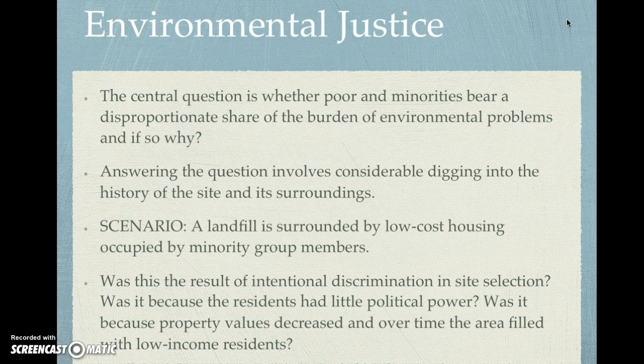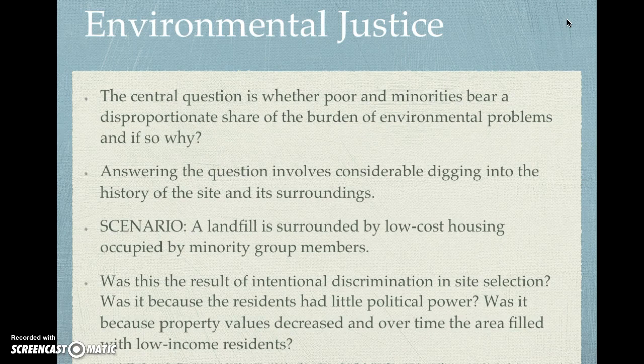Environmental justice. Before, we ran through a scenario thinking through some of the social, ethical and justice questions involved in economic development. Environmental justice is emerging as a really big field. It's getting really popular in urban planning right now. The central question in environmental justice is whether poor people and minorities bear a disproportionate share of the burden of environmental problems. If they do, why is this happening? Answering that question involves extensive, considerable digging around into the history of the site and its surroundings.